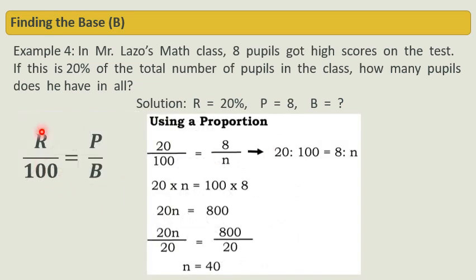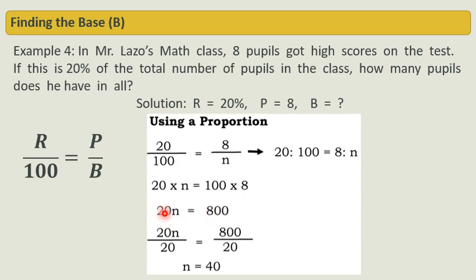So, ito, using proportion. So, ang gagawin nyo lang is apply siya sa general formula natin. So, ang R natin is 20. Ang P natin is 8. At yung base natin ang nawawala. So, gagawin natin siyang N. So, ngayon, we apply yung cross multiply. So, 20 times N, which is 20N. 100 times 8, which is 800.